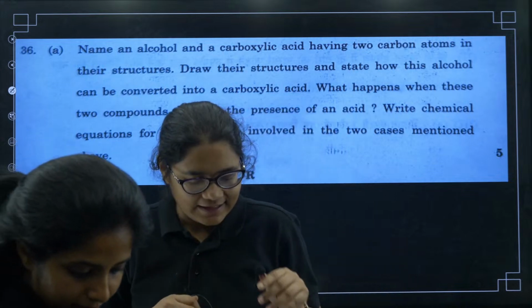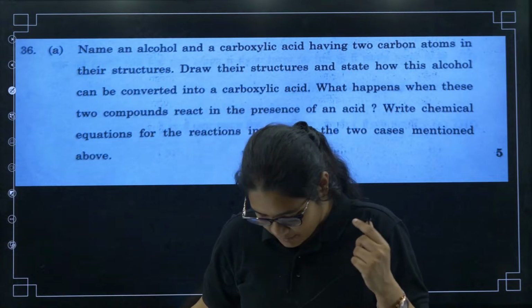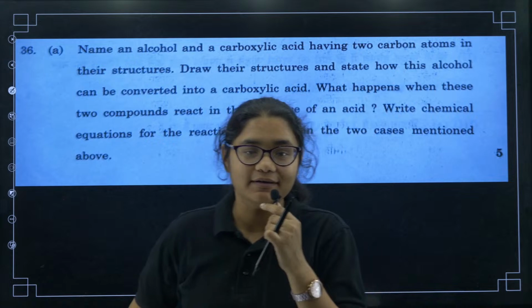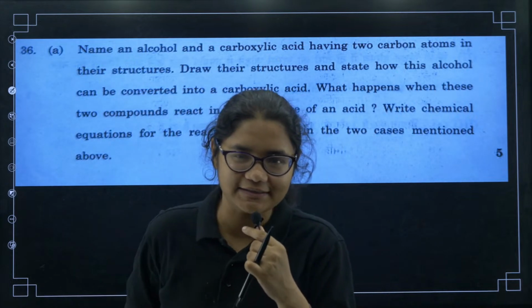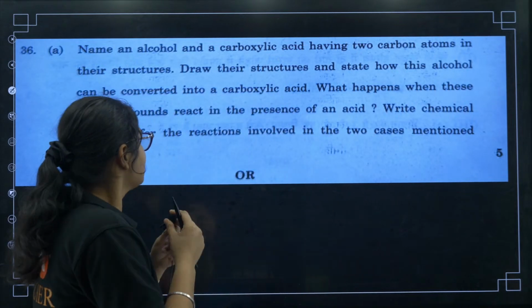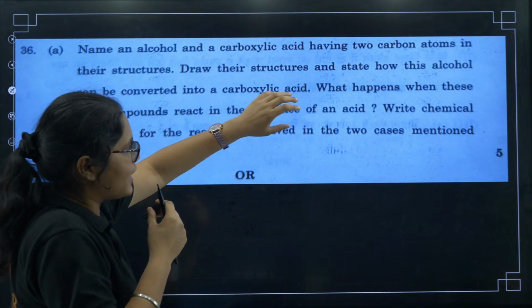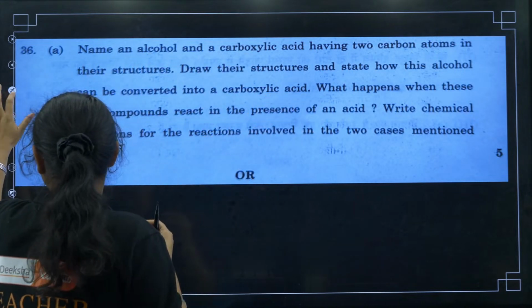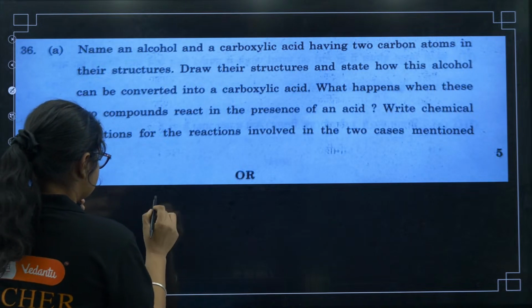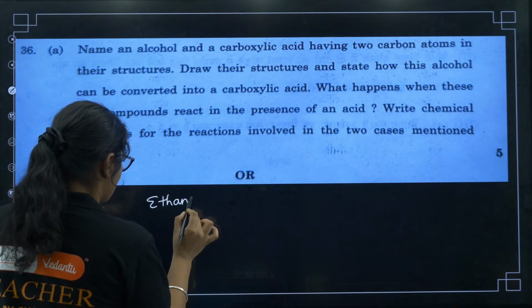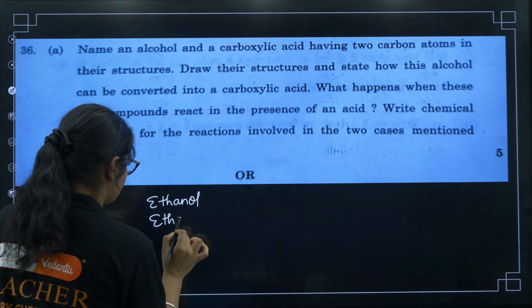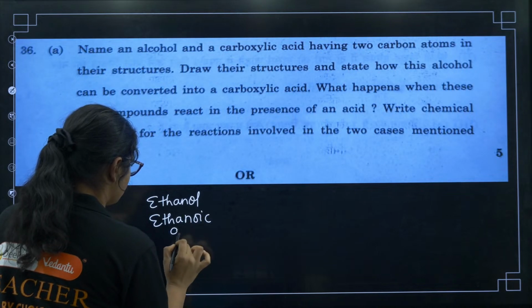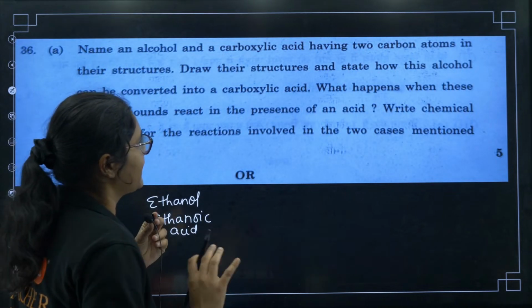Okay. Yes, so this 5-marker question is from the chapter Carbon and its compounds, right? Very easy chapter. I'll be telling you the answer quickly. So first of all, name an alcohol and a carboxylic acid having 2 carbons. So you can easily name it. What is it? It is ethanol, okay, and ethanoic acid. So we have 2 carbons, so ethanol and ethanoic acid.